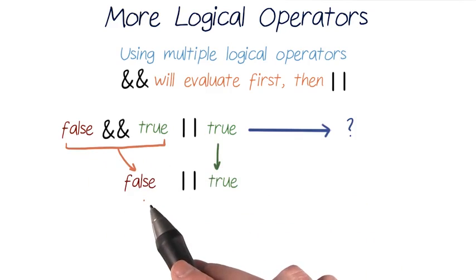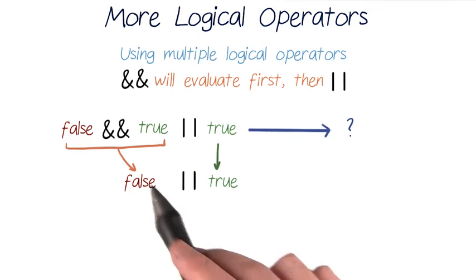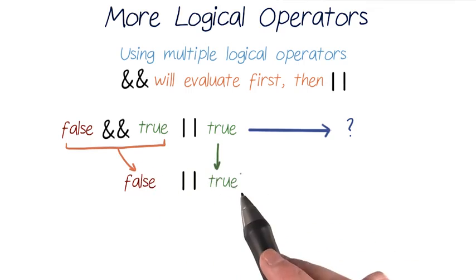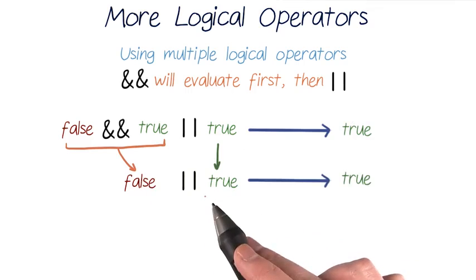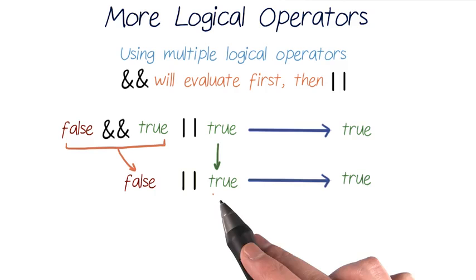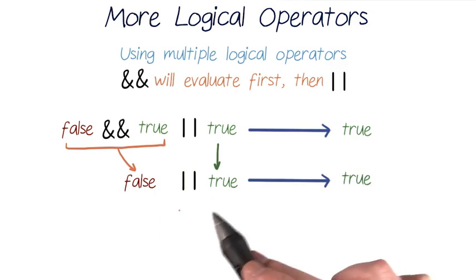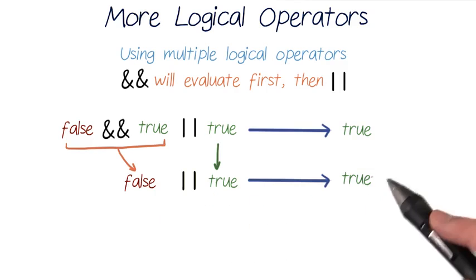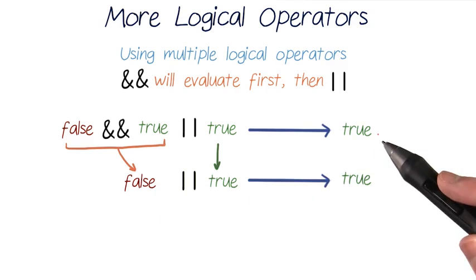And what remains is a simplified version of our first expression, false or true. And we know that an OR only needs one of its combined conditions to be true to evaluate to true. So this whole expression evaluates to true. And remember, these two are equivalent, so our first larger expression also evaluates to true.